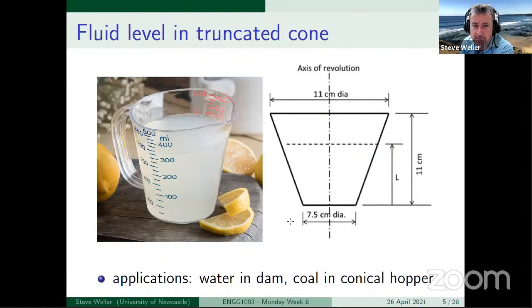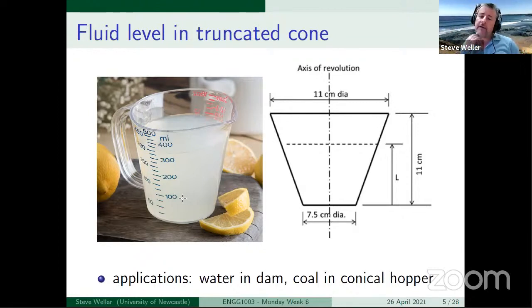It's the problem of computing the fluid level in what's called a truncated cone. The simplest way of visualizing a truncated cone is to imagine a measuring cup, which has got angled sides, a fluid in it up to a certain level, and on the base of the measuring cup is a flat surface. So that's what a truncated cone looks like. A cone would be a device which shrinks to a point. A truncated cone means it's got a flat bottom.